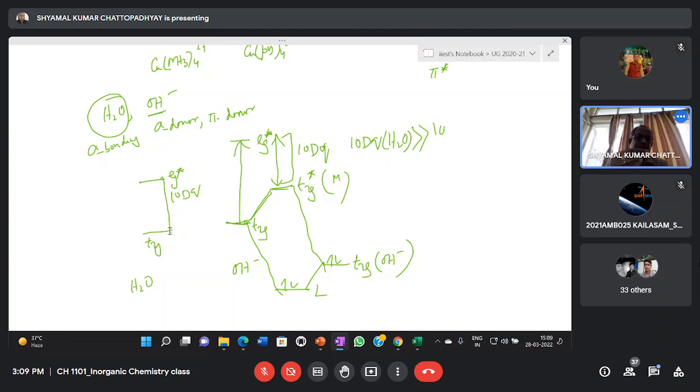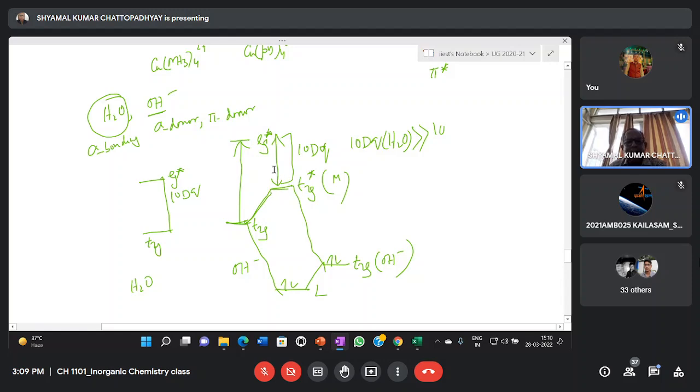But unlike water, which is a very poor pi donor, hydroxyl ion is a very good pi donor because it has a vacant p pi orbital on the OH and because of its negative charge. So here you have the filled t2g orbital of the hydroxyl ion. It interacts with the t2g orbital on the metal ion, and so it destabilizes the t2g orbital of the metal, which becomes an antibonding orbital.